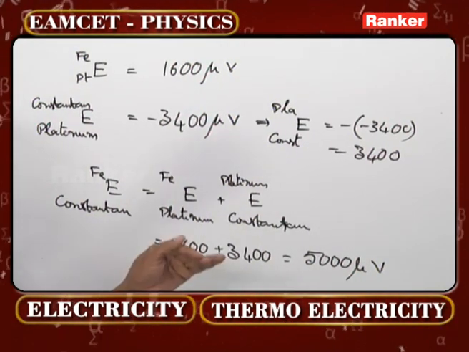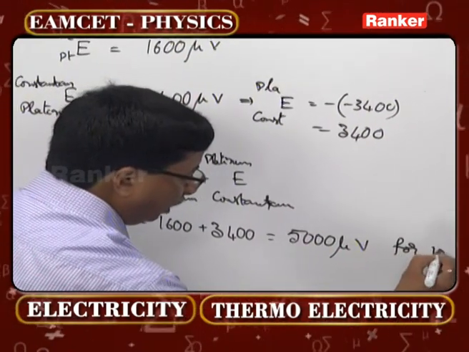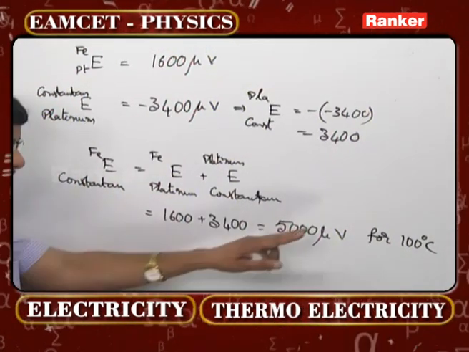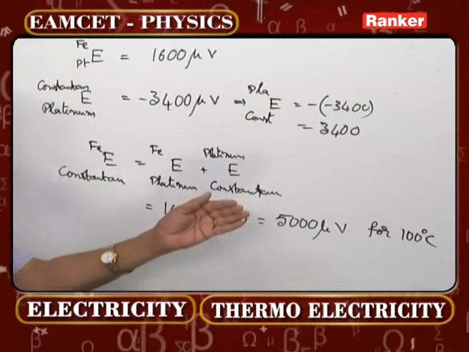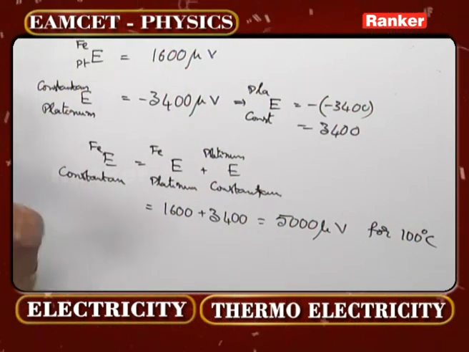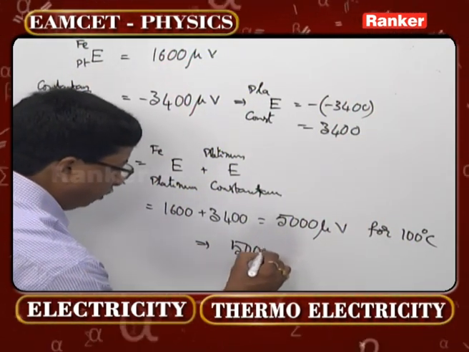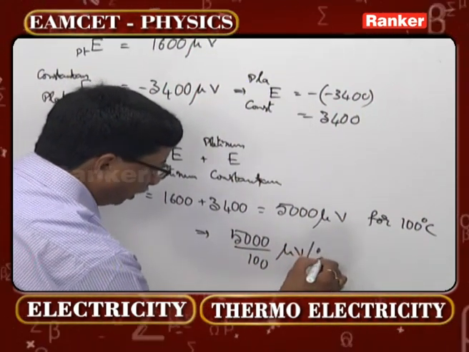But of course, he is giving you this much voltage for how much temperature difference? For what temperature difference is the potential difference? For 100 degrees, this is the value. But his question asks for microvolt per degree centigrade. So this implies 5000 divided by 100 microvolt per degree centigrade.